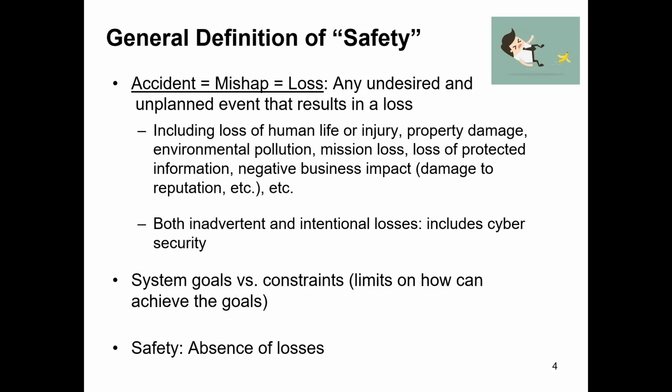Usually in any system, there's goals and there's constraints. The goals are the mission, the reason you're building the system. The constraints are the limits on how you can achieve those goals. Now, in some systems, the goals are safety, for example, air traffic control. But in most systems, the constraints are really what we're concerned about in safety and cybersecurity. And safety then is just an absence of losses.